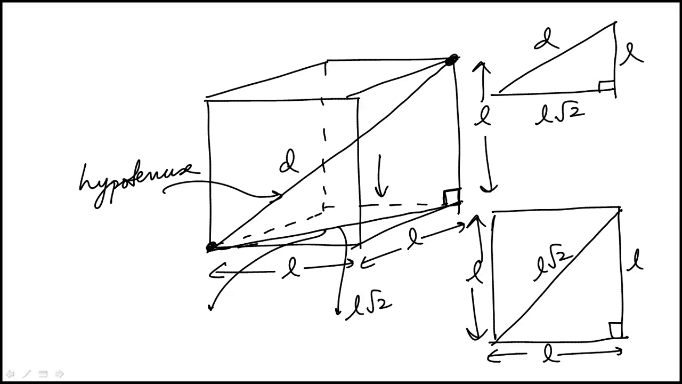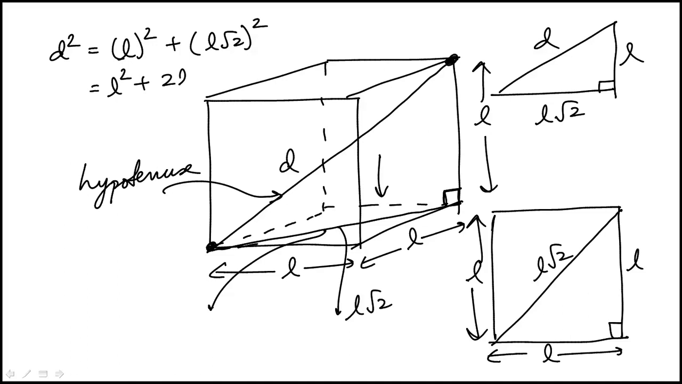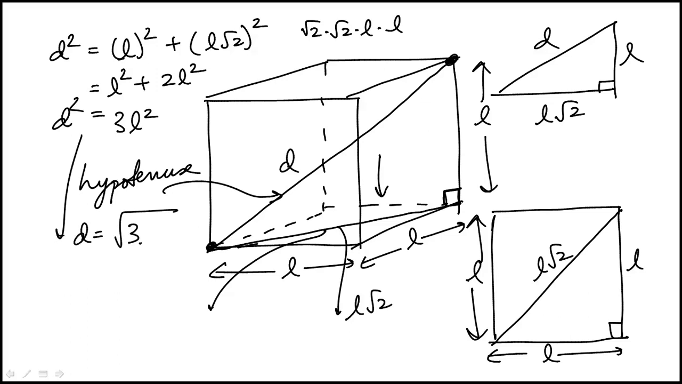So we can apply the Pythagorean theorem. D square is equal to L square plus (L root 2) square, which becomes L square plus 2L square, because here you're going to do root 2 times root 2 times L times L. And this becomes 3L square, which means D is equal to the square root of 3L square, which is L root 3. So the diagonal of a cube is its side times root 3.